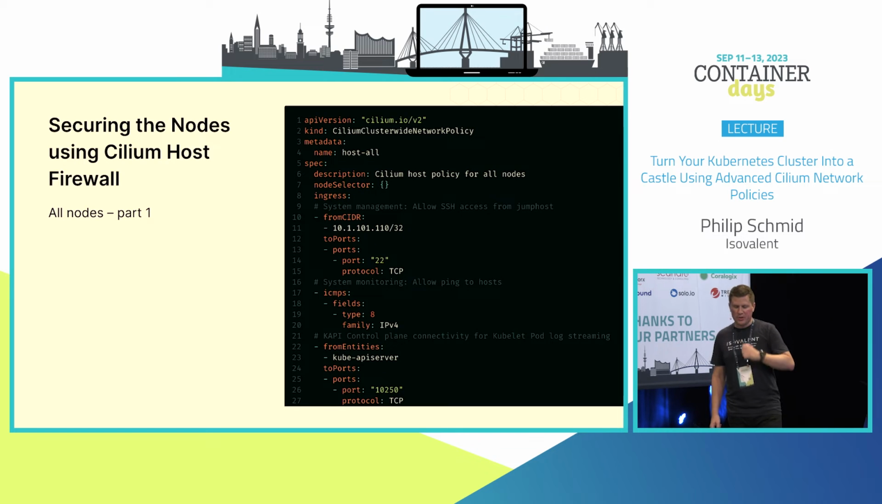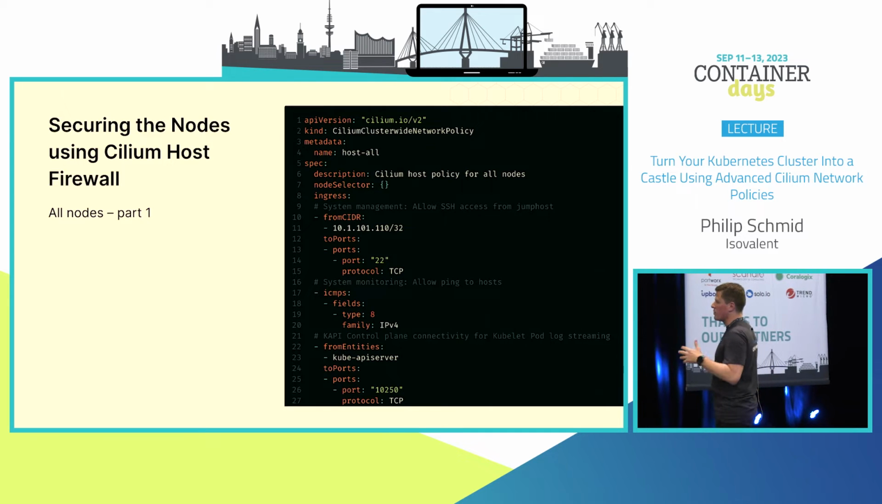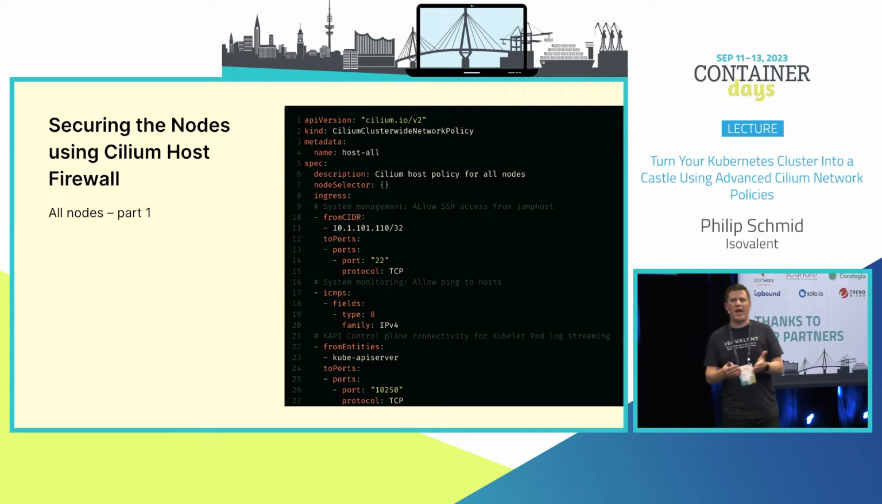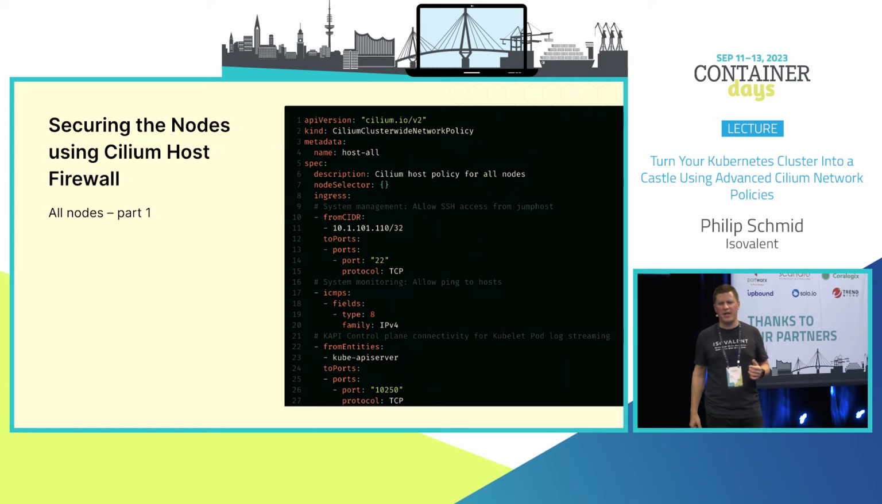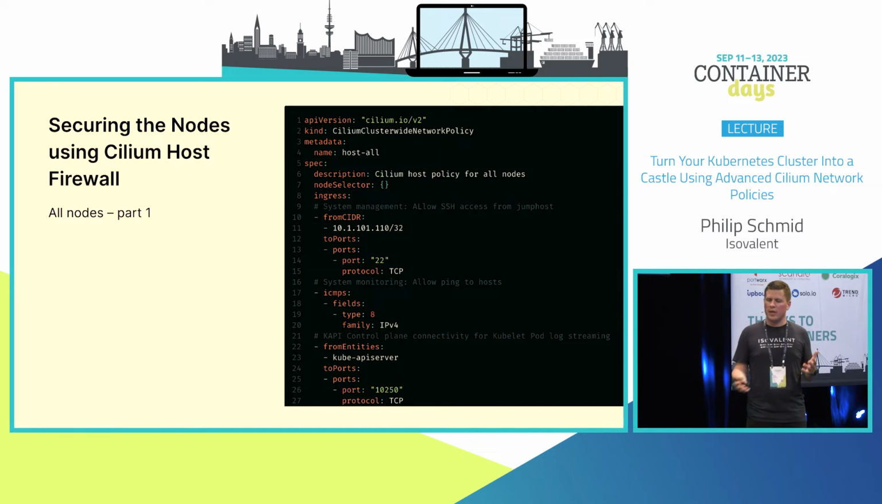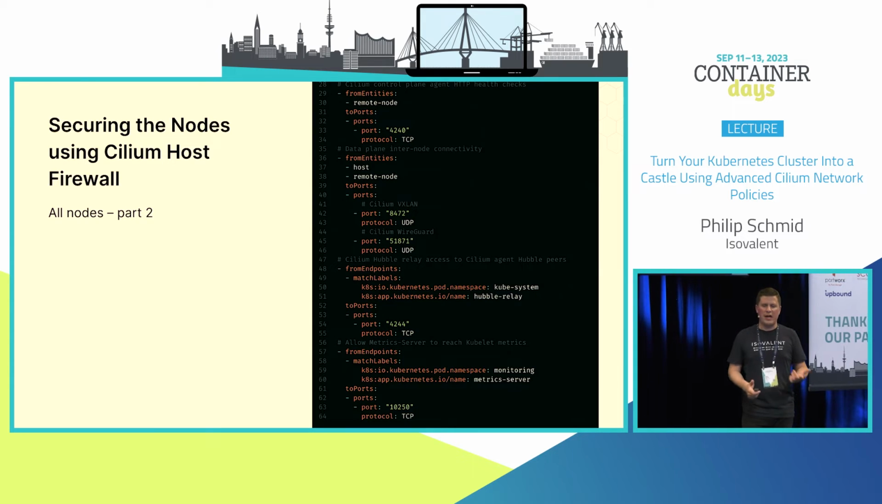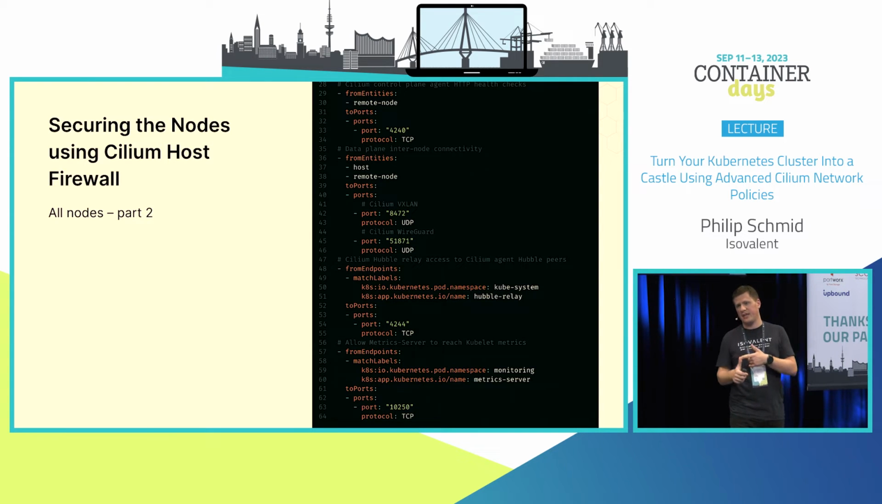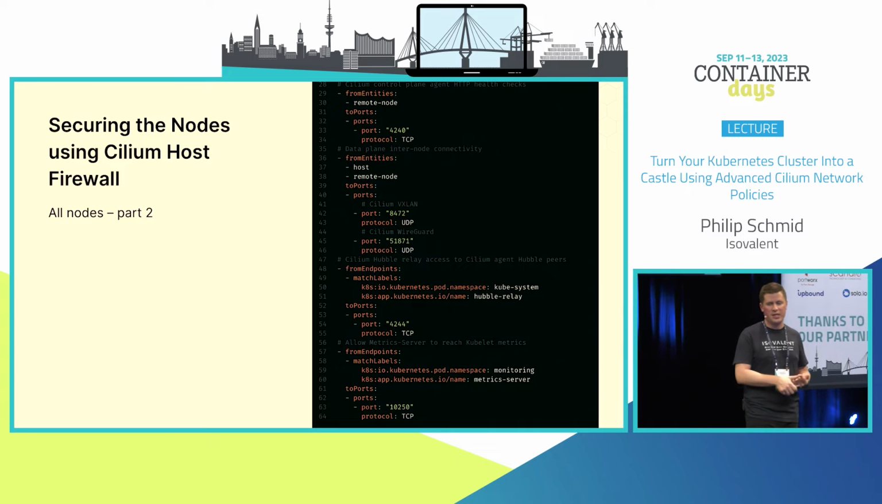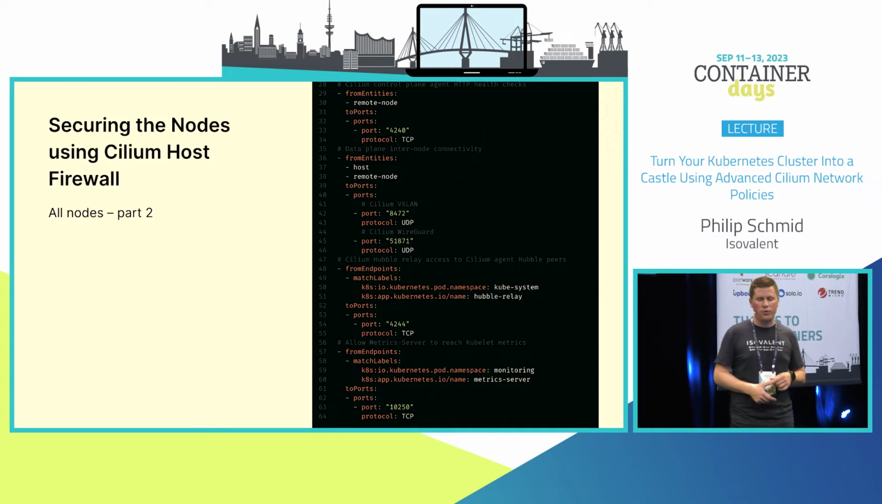Then, last but not least, it's one of the most important ones. We also define a host-all policy that matches any node, because we defined on line 7 an empty node selector, which basically means this policy is applied to all of the nodes. And here we are allowing SSH jump server access on port 22. We are allowing ICMP. We are allowing kube-apiserver to reach the kubelet API. Then we are also allowing some Cilium internal stuff, like the health checks between the nodes, the HTTP health checks that are running on port 4240.